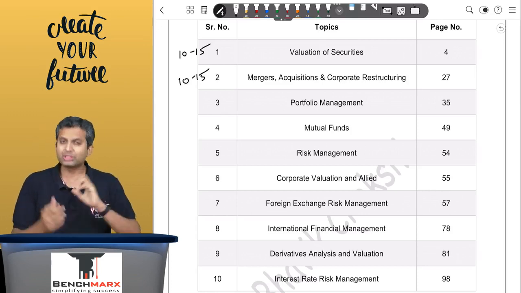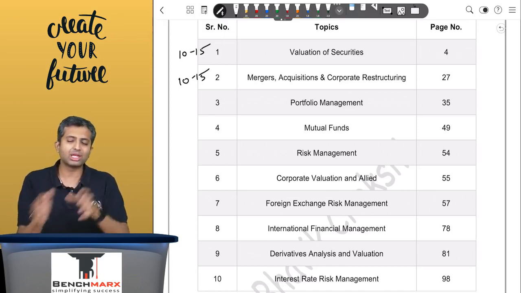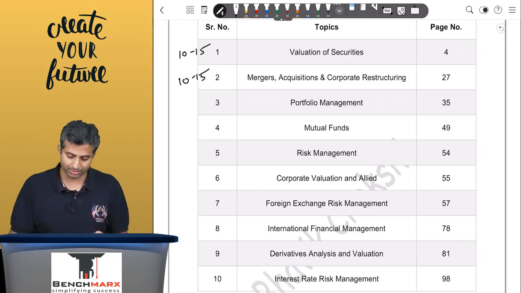Mergers and acquisitions is a relatively simpler chapter, I would say, and it is among the important chapters, one of the most scoring chapters.